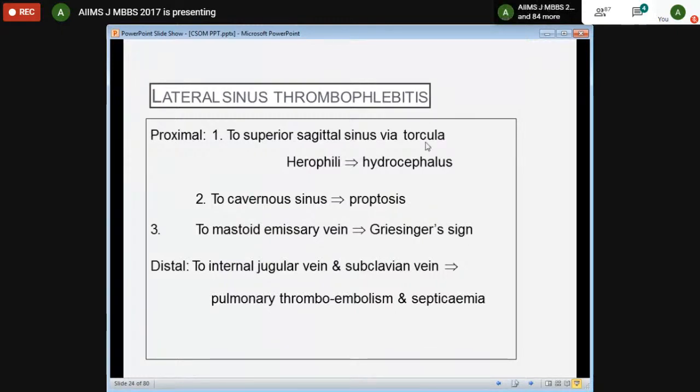So what happens if it involves the superior sagittal sinus? It will lead to hydrocephalus. As I told you, in the superior sagittal sinus there are arachnoid villi, and involvement of arachnoid villi will lead to decreased absorption of the CSF, leading to hydrocephalus. Cavernous sinus gives proptosis, mastoid emissary vein gives Griesinger sign. Jugular and subclavian involvement will lead to pulmonary thromboembolism and septicemia.